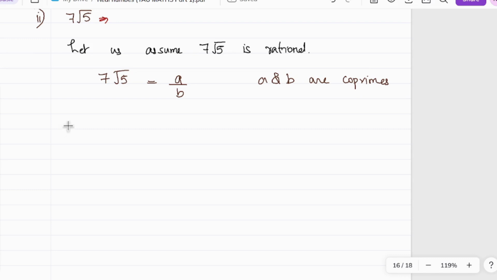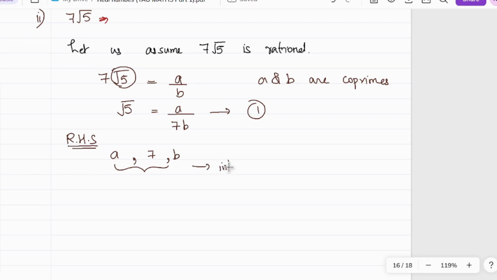So from here I can isolate this root 5 and take the 7 to the opposite side. So root 5 equals a by 7b. Here we got our equation 1. From here, in our RHS, we can see a is there, 7 is there, b is there. These are all integers. Therefore our RHS is going to be a rational number. If our RHS is rational, obviously this part should also be rational.